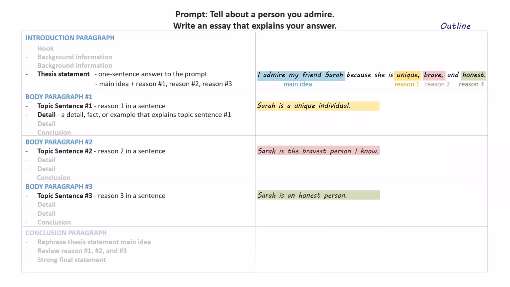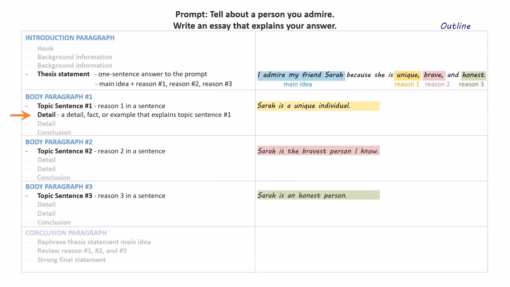So let's go back to body paragraph 1, where our topic sentence is, Sarah is a unique individual. We need to explain what that sentence means, and we'll do that by adding detail sentence 1 and detail sentence 2. A detail sentence is a detail, fact, example, or other type of information that explains the topic sentence. In some cases, a detail sentence will prove that what we said in our topic sentence is correct.